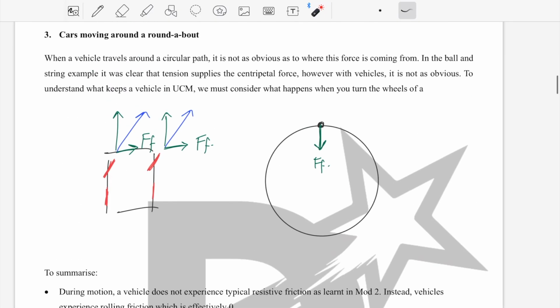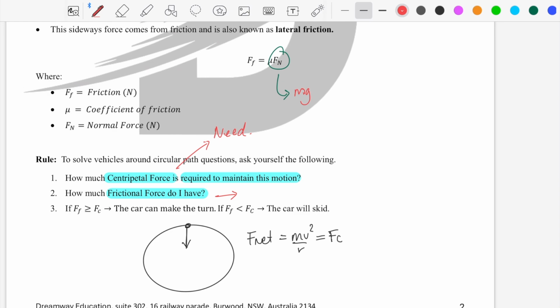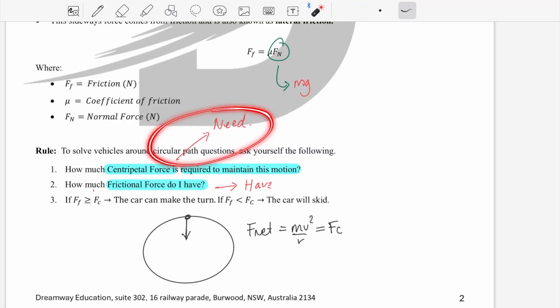Remember that the wheels provide the lateral frictional force. The wheels push the car sideways, right? So we ask ourselves, how much frictional force do I have? So this force, the frictional force, is how much force the car can generate from its wheels. So this is how much you need: the centripetal force is how much you need. The frictional force is how much you have.